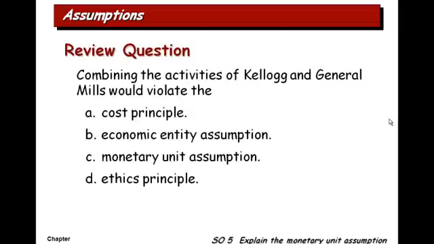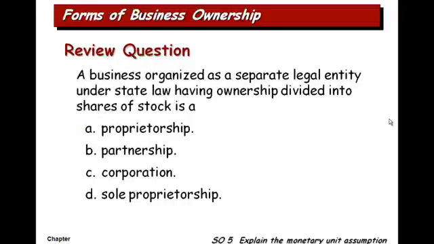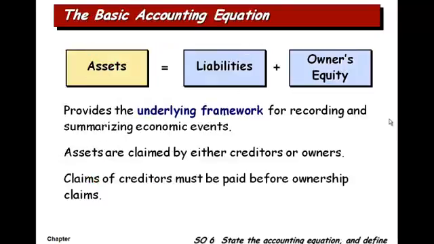So let's check out a review question. Combining the activities of Kellogg and General Mills would violate the: A, cost principle, B, economic entity assumption, C, monetary unit assumption, or D, ethics principle. Combining the activities, that's going to be economic entity assumption. A business organized as a separate legal entity under state law, having ownership divided into shares of stock. Keyword, shares of stock. You only see that in a corporation.